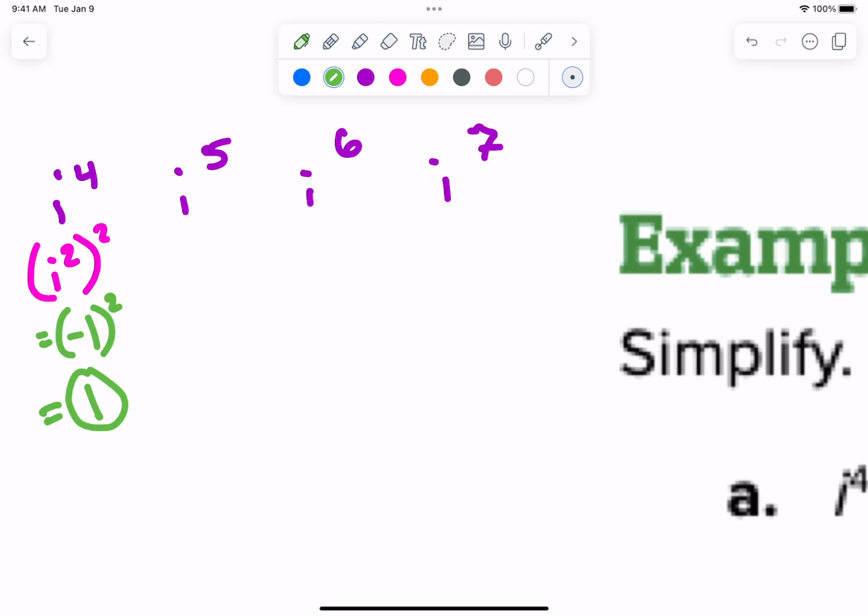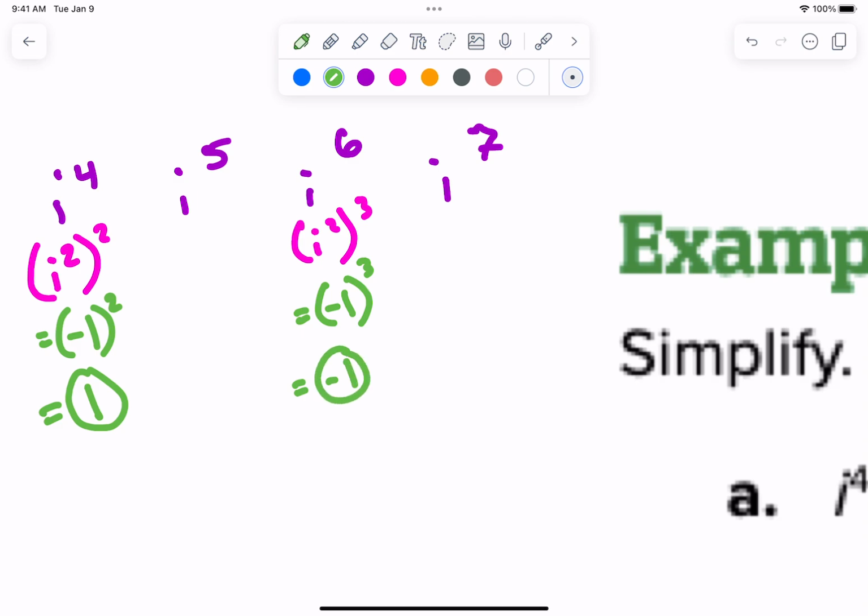Okay? Let's skip over to number 6. This is i squared cubed, right? Are you guys following? So this is -1 to the third power. If I take -1 and cube it, it will be -1.